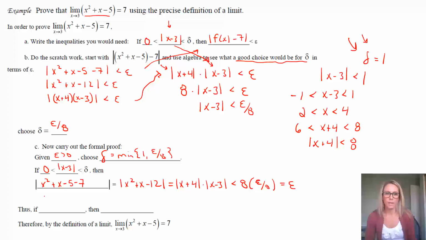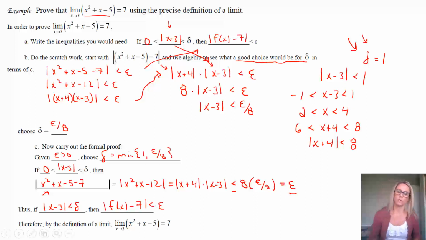So we have just shown that the distance between the function and its limit is less than epsilon anytime the absolute value of x minus 3 is less than delta. So as long as the absolute value of x minus 3 is less than delta, then the absolute value of f of x minus 7 is less than epsilon. And we have now just shown that our limit as x approaches 3 for this quadratic is 7. And that is section 1.7.